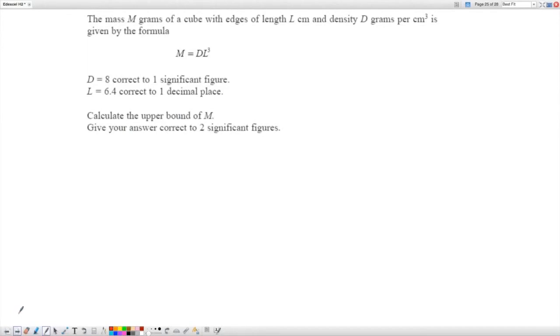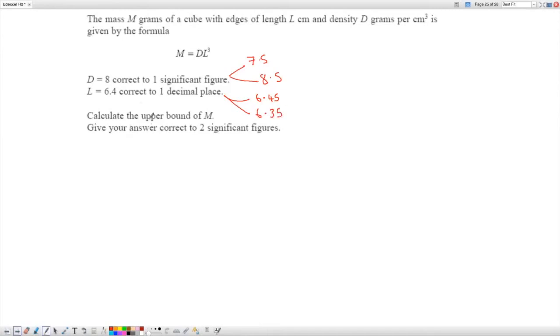Our next question is about bounds. We're given a formula here, m equals d multiplied by L to the power 3. Our first value for d is 8, correct to one significant figure. The lower bound, therefore, is 7.5, and the upper bound, 8.5. We have the value here for L, 6.4 to 1 decimal place. Upper, 6.45, lower, 6.35.